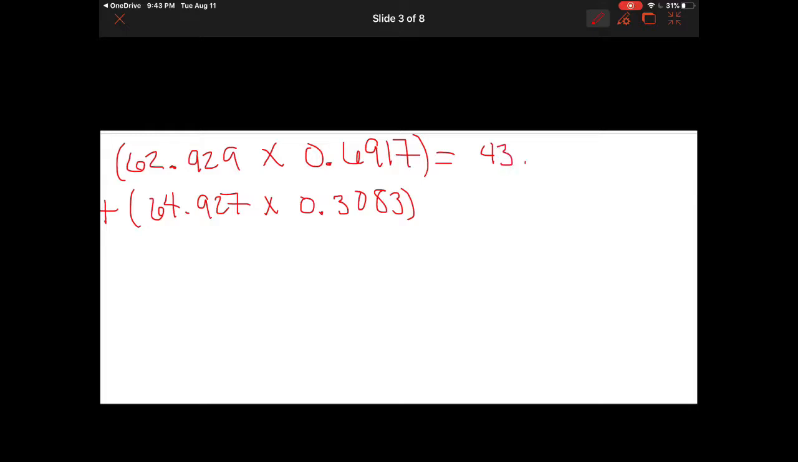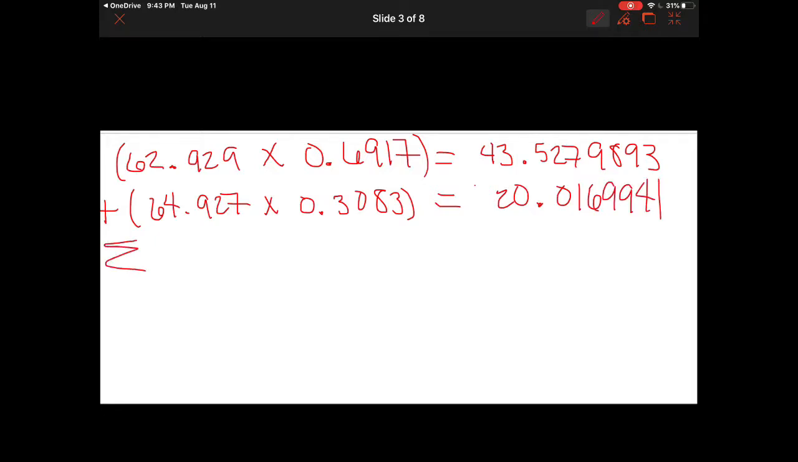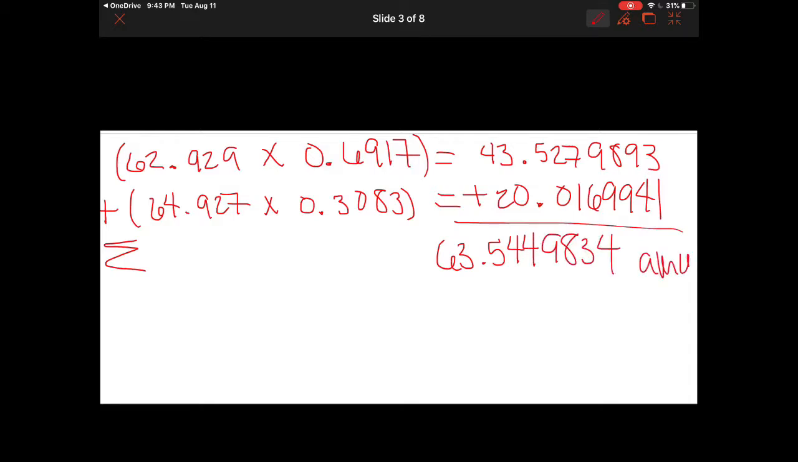So we would have 43.5279893 for the 63's total right now, and we would have 20.016991. Now remember that we had the sum of these things, so that means we need to add these numbers together to give us a grand total of 63.544983, and AMU would be our unit.